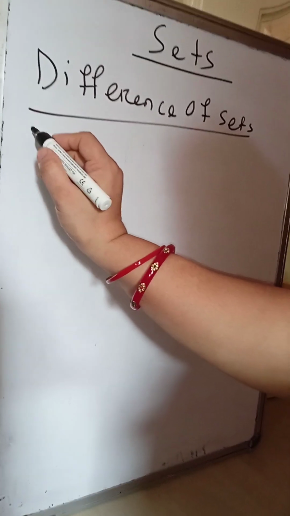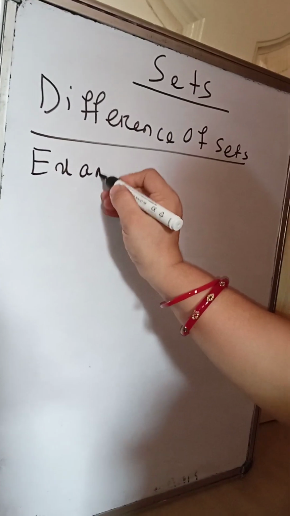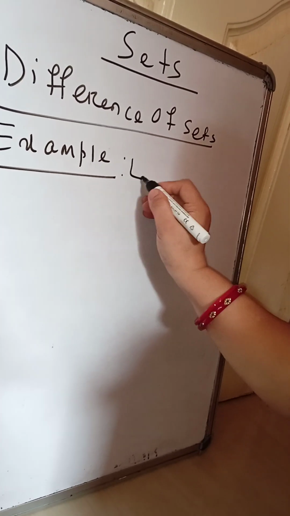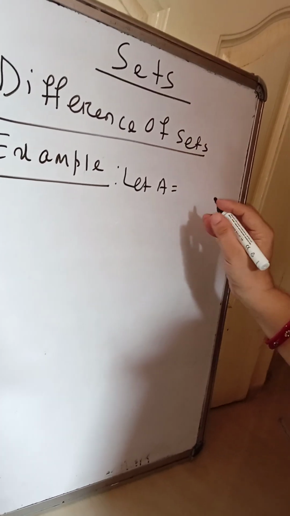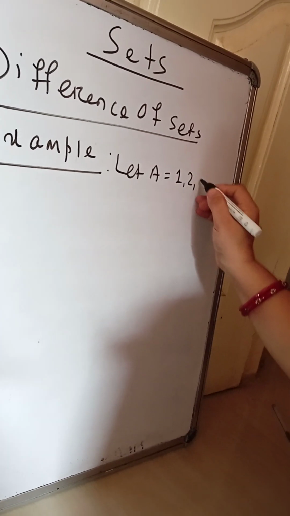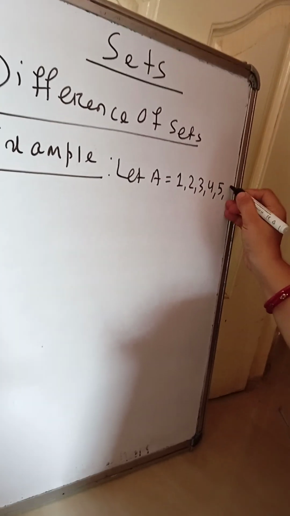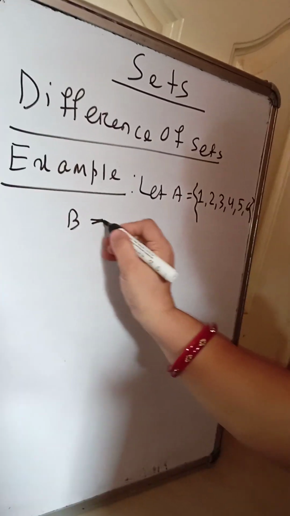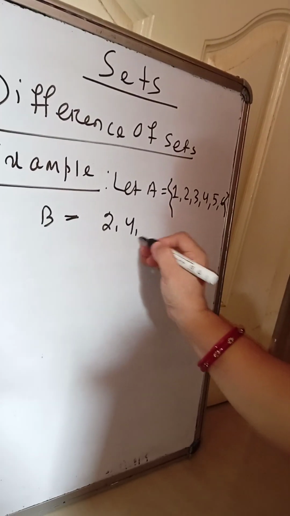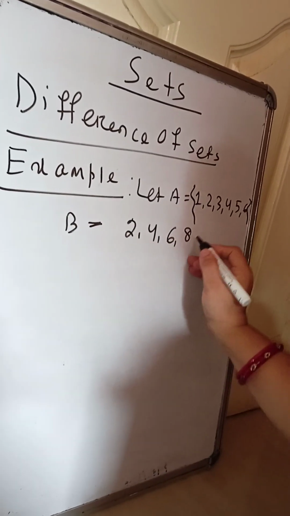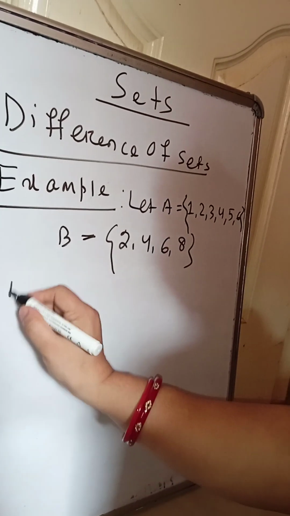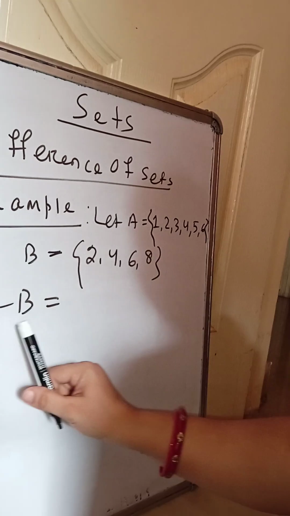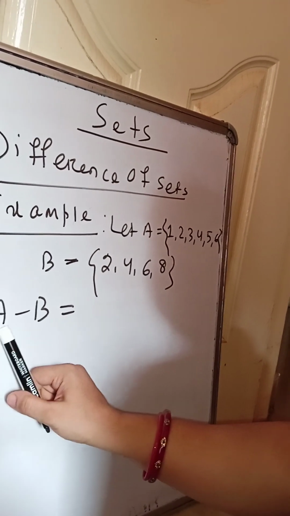After the definition, let us solve this through an example. Suppose our set A contains the elements 1, 2, 3, 4, 5, 6. Another set B contains the elements 2, 4, 6, 8. Now if we first find A minus B, what will it be? It will be the elements present in A but not in B.